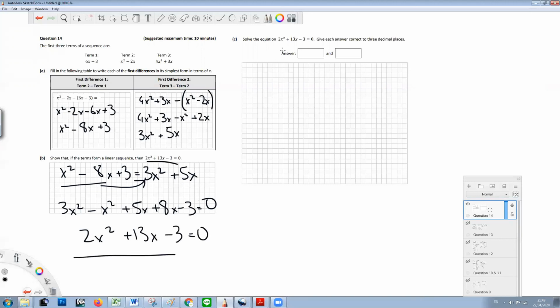Solve the equation 2x squared plus 13x minus 3 equals 0. Give your answer correct to 3 places of decimal. Very quickly we know that it's not just going to factorize simply because we're told it has to be done to 3 places of decimal. So we probably need to use our formula: minus b plus or minus the square root of b squared minus 4ac, all over 2a. So a is equal to 2, b is equal to 13 and c is equal to minus 3.